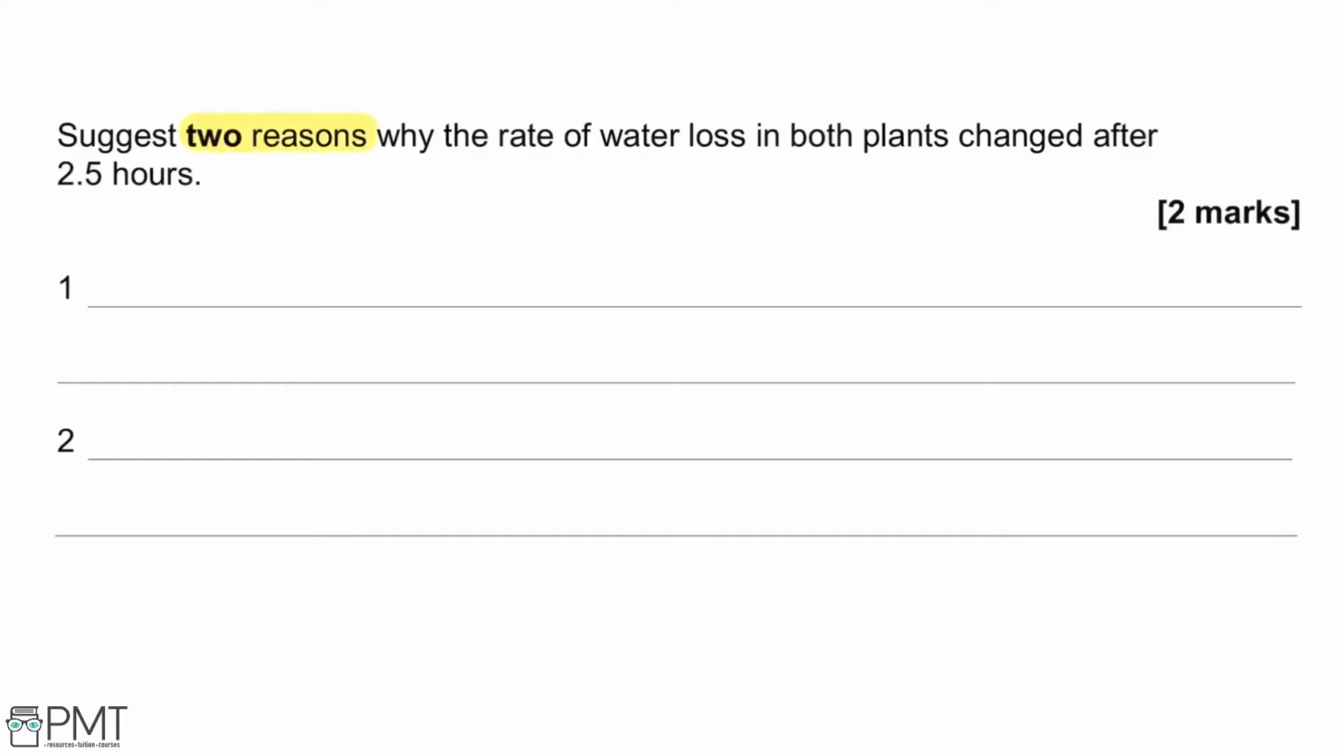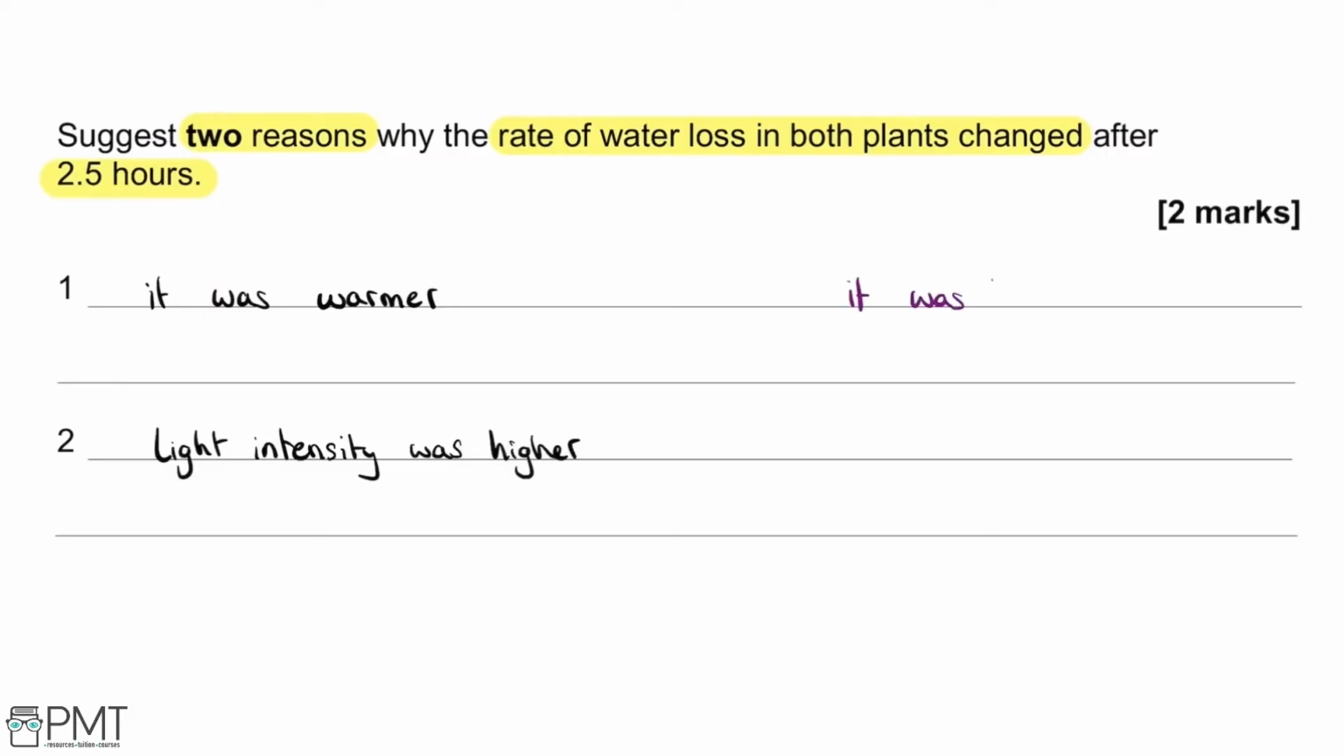Suggest 2 reasons why the rate of water loss in both plants changed after 2.5 hours. So here you need to be thinking about what affects your rate of transpiration. The environment may have an increased temperature, so it's warmer. It may also have an increased light intensity, so the light there is brighter. And that's already 2 points, enough to get both your marks. Alternatively, you could say that the environment was less humid, so there was less water in the air already. And then you could say it's a windier environment, so the water vapour is carried away more quickly.